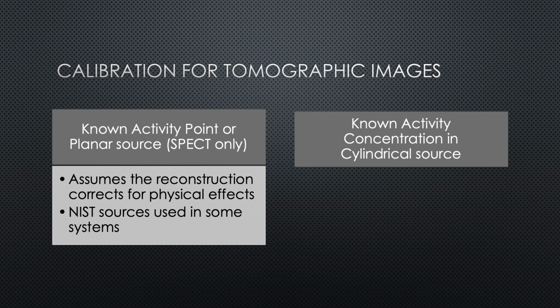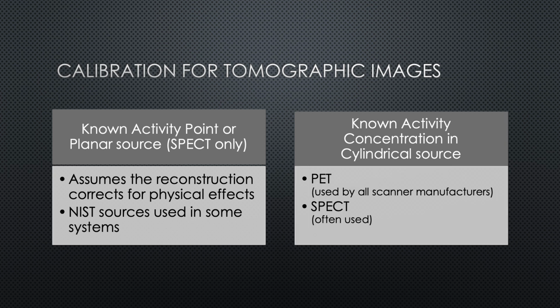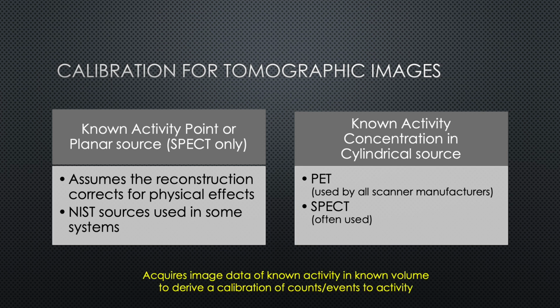The alternative is to have a known activity in a cylindrical source. In PET, we always use a cylindrical source with known activity concentration to calibrate our scanners, and this is an approach that is also being used on some SPECT systems too. What we are doing with both these approaches is to acquire image data of known activity in known volume to derive a calibration of counts in SPECT or events from PET to activity.